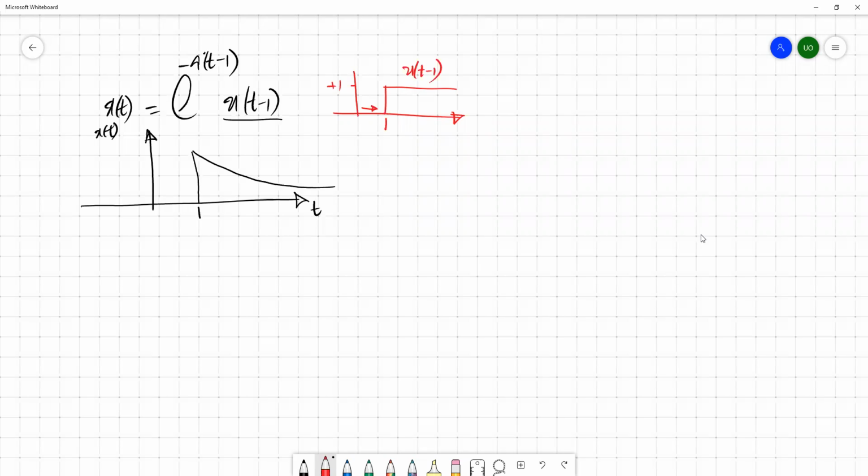Once you multiply this exponential term by u(t minus 1), you have this kind of shifted exponential. So this is e to the power minus a (t minus 1) times u(t minus 1). Again, it is a truncated version using a shifted version of the unit step u(t).